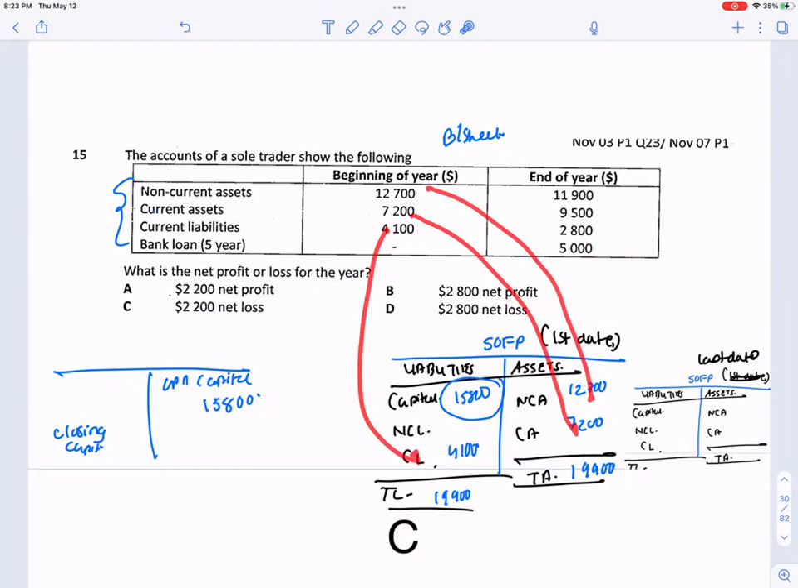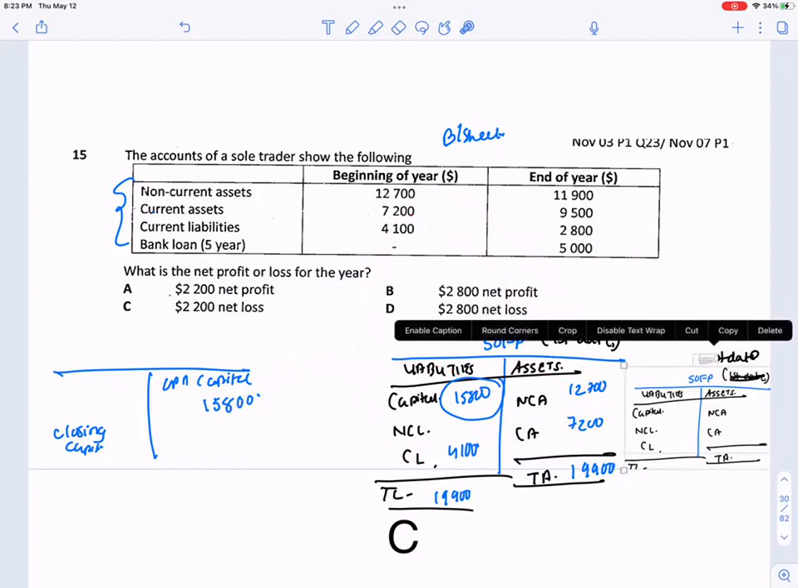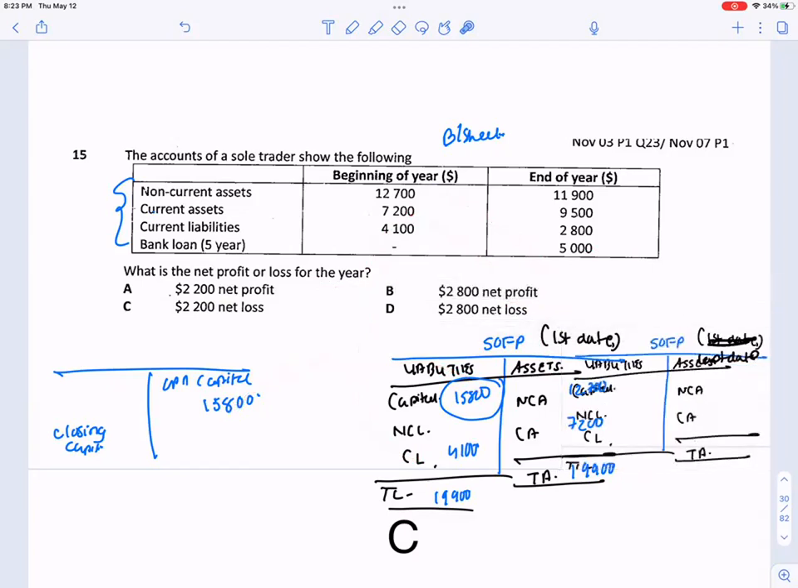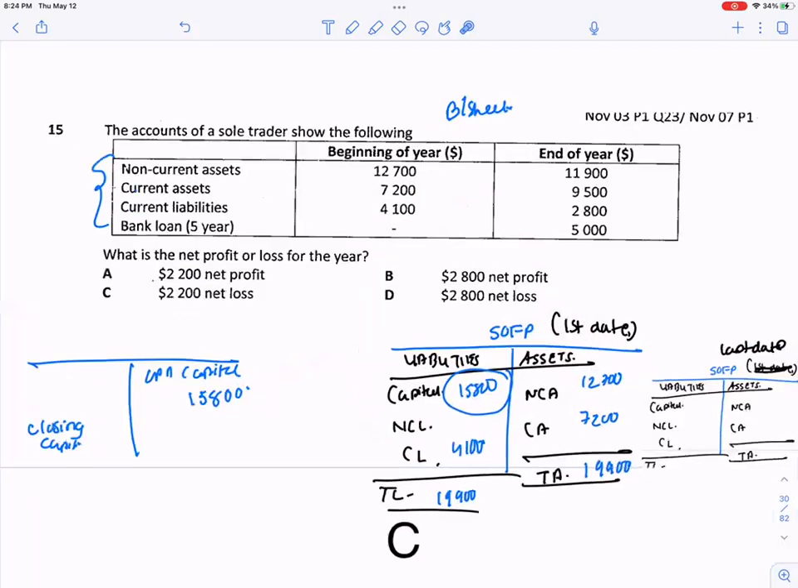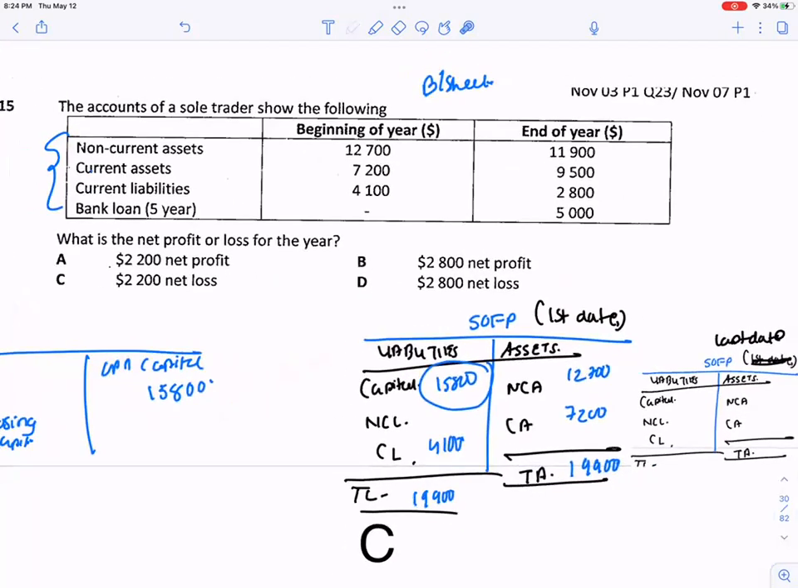Are you with me? Yes. So you get capital on the first day. Can you find the capital on the last date? We subtract total liability from total asset. Non-current assets? Total asset. Total asset is how much?